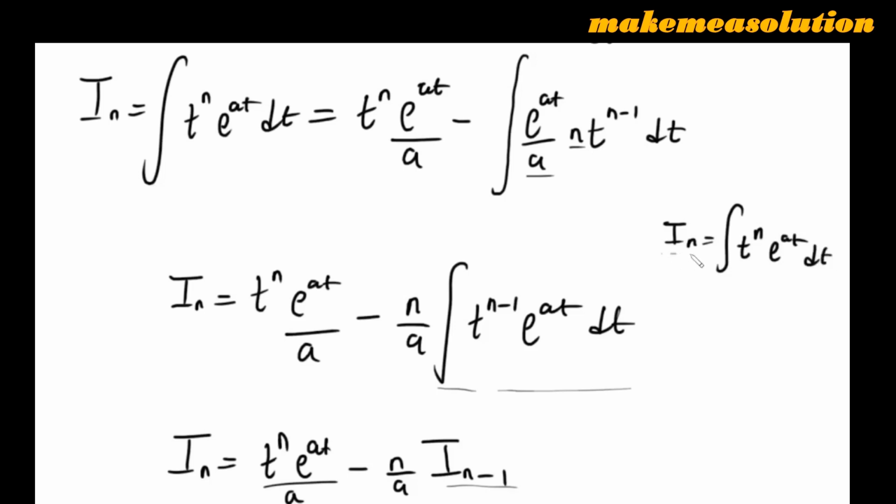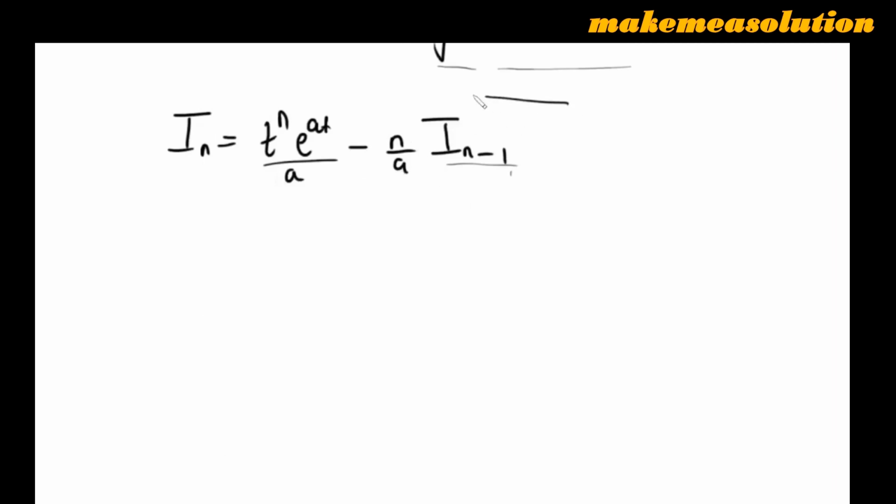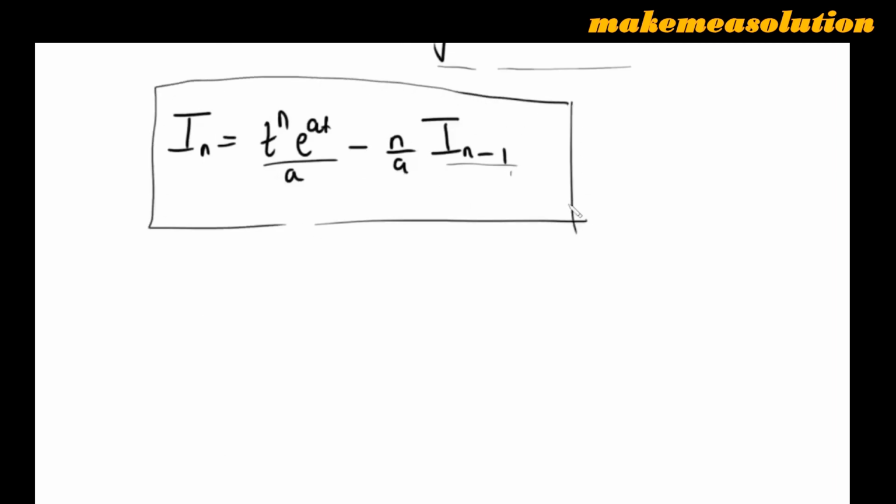So I_n is all integrals where t has a power of n. So I_(n-1) will be all integrals where t has the power of n minus 1. I_(n-2) will be all integrals where t has a power of n minus 2. In fact, I anything will be an integral where t has anything as its power. Is that okay? So this is what you call your reduction formula. You are expected to memorize.